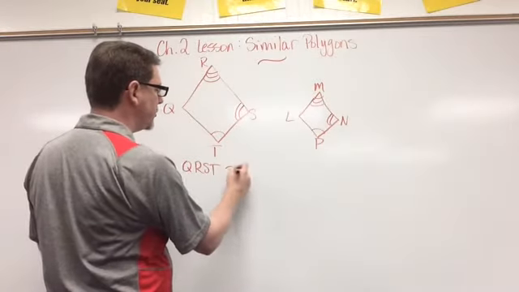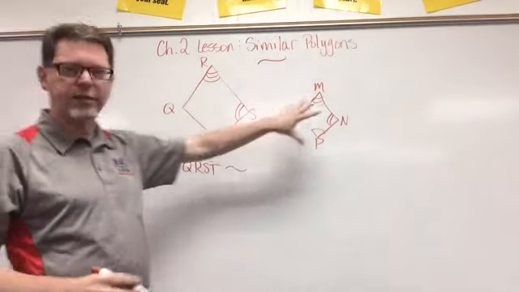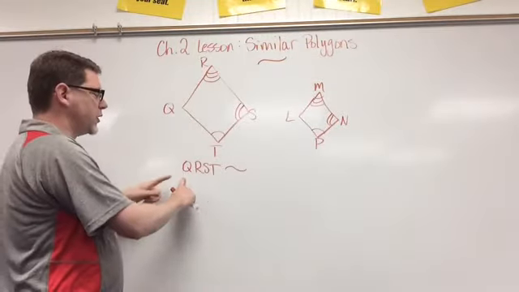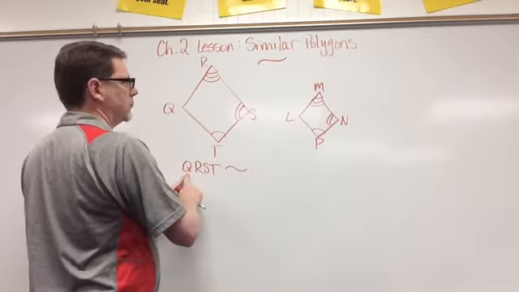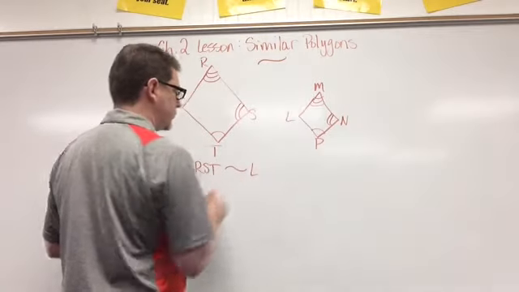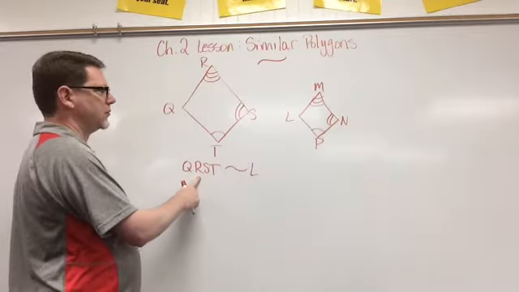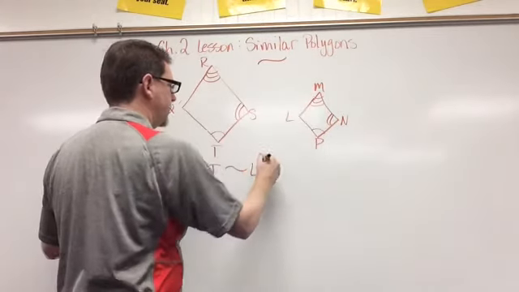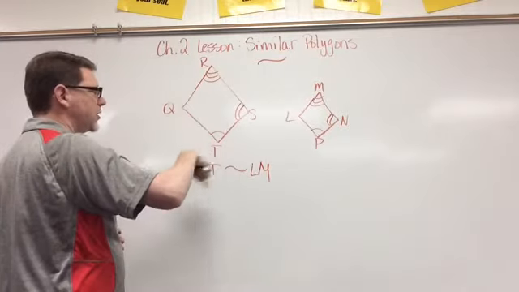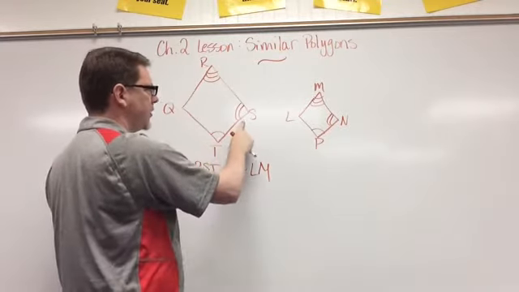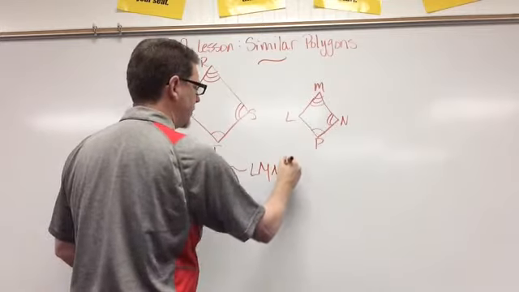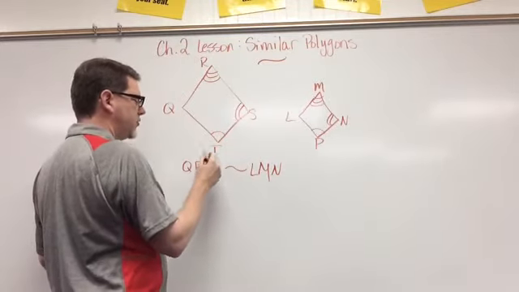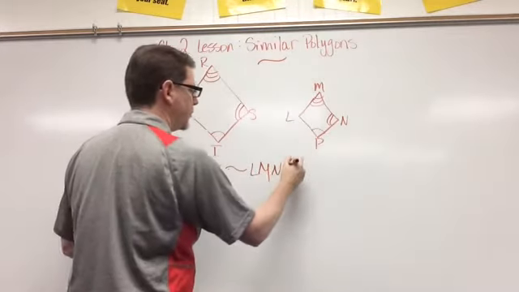And it's similar to, and we know it's similar because all the angles are matching. When all the angles are matching, then we know it's similar. Which angle corresponds with Q? Exactly, L. Which angle corresponds with R? Because it has three rainbow stripes. Which one has three rainbow stripes? M. And which corresponds with S? S has two stripes, N has two stripes. There's N. And which corresponds with T? T has one stripe, P has one stripe.